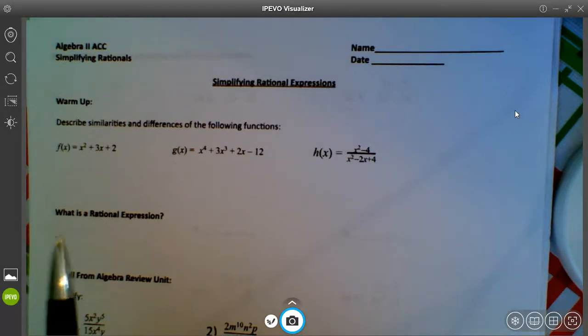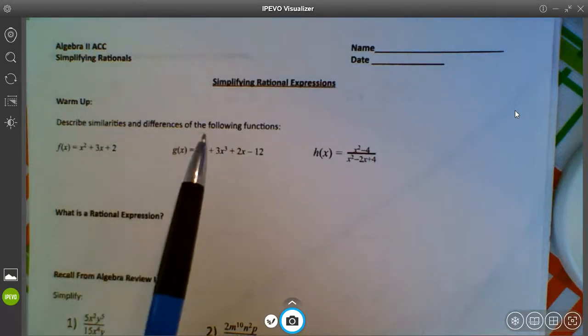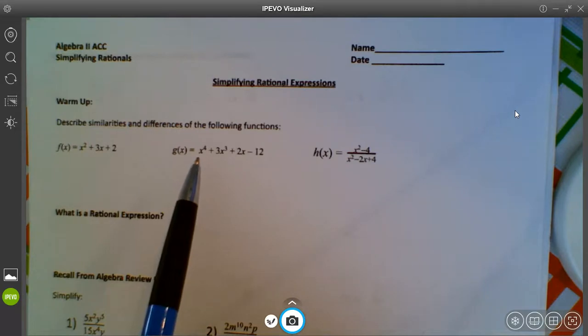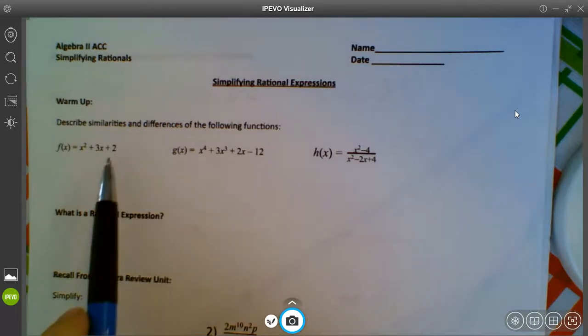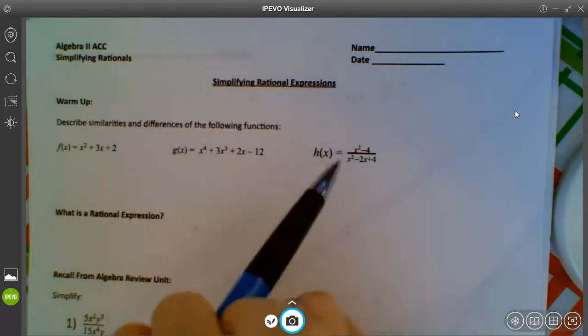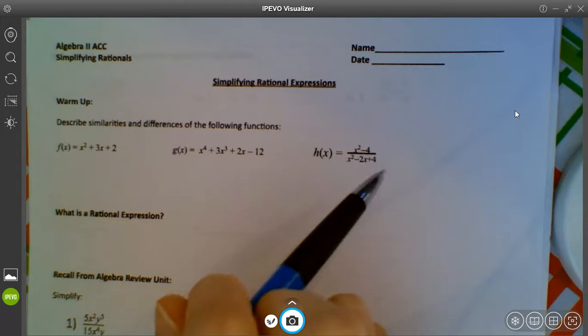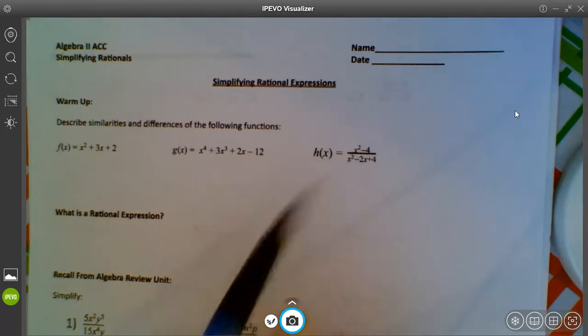All right, hopefully your moment's up of thinking. So you're describing some similarities and differences of the following functions. So some things you could have said is the number of terms. Notice this has 3 terms, this has 4 terms. This is kind of weird. It's got like 1, 2, but then on the bottom there's 1, 2, 3 terms. This is a little different.